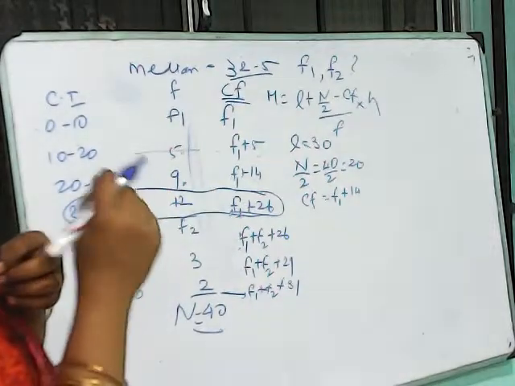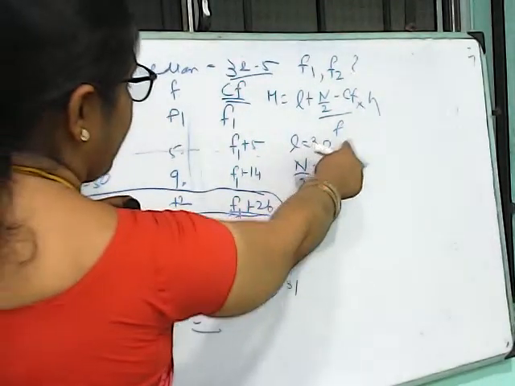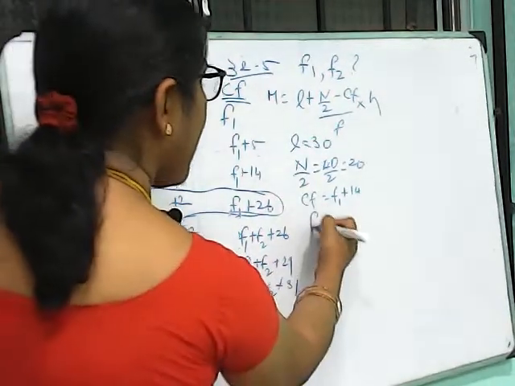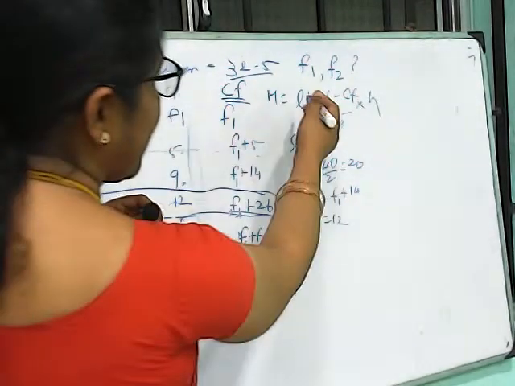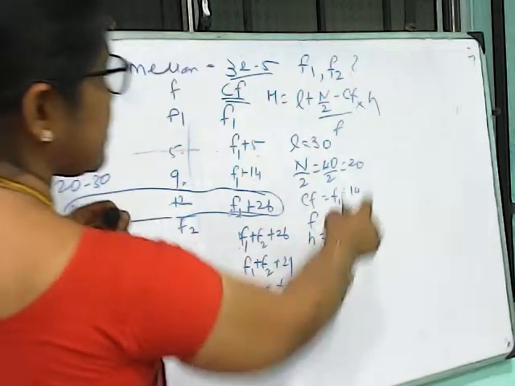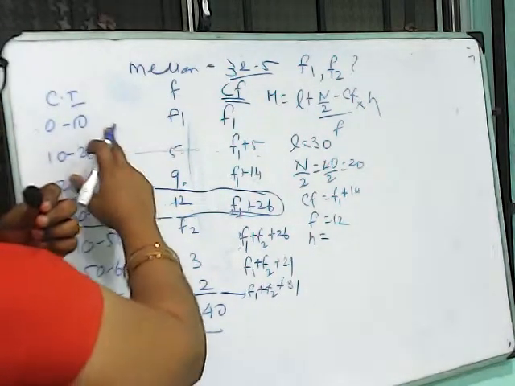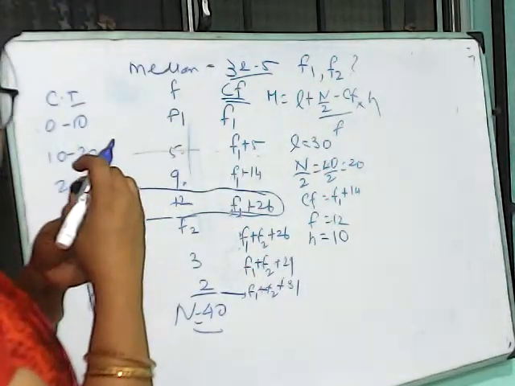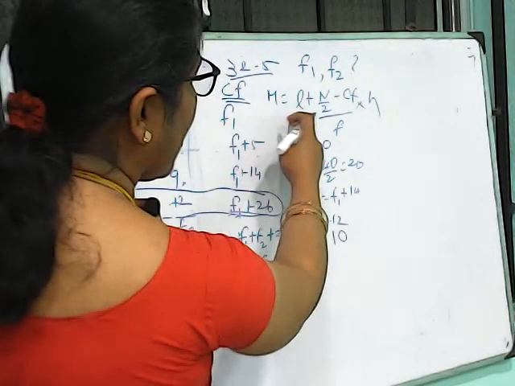Yes. Now, what will be F here? F will be the corresponding class frequency. That is 12. F is equal to 12. Now we have everything. Coming to the height of the class interval, the difference between the two classes: for 0 to 10, the height is 10. So H is 10. Now substitute all the values in the formula.